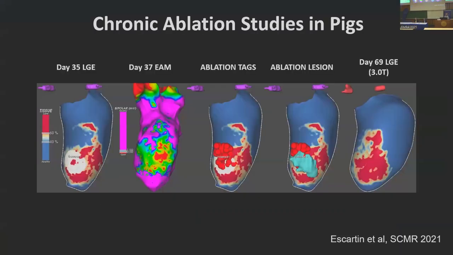Okay, let's go on to the challenging problem. So let's go to our model of inducible VT. So this is an animal at 5 weeks post infarct, and you can see here that there's this lovely zone of heterogeneous scar that we believe is the substrate of the arrhythmia.